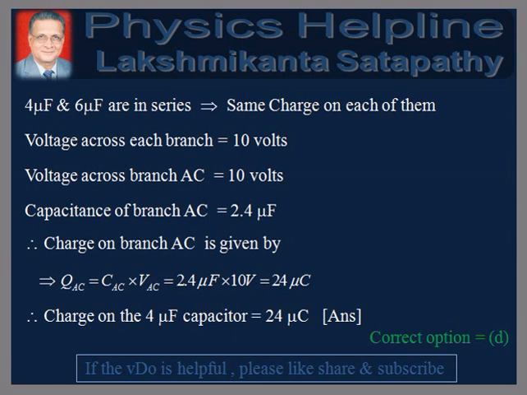In a parallel network, the voltage across each branch will be the same. Therefore, voltage across the branch AC is equal to 10 volts and capacitance of the branch AC is equal to 2.4 μF. Therefore, charge on the branch AC is given by Q_AC is equal to C_AC into V_AC. Putting the values and simplifying, we get Q_AC is equal to 24 μC.